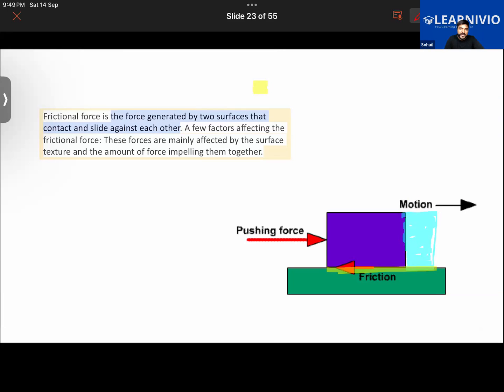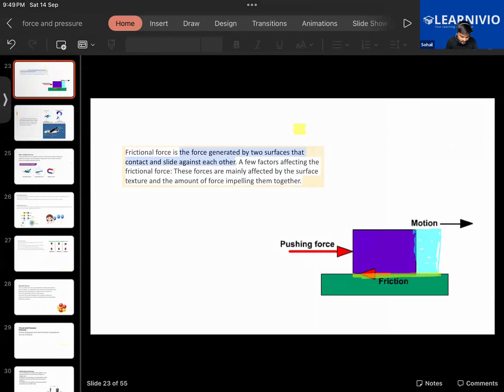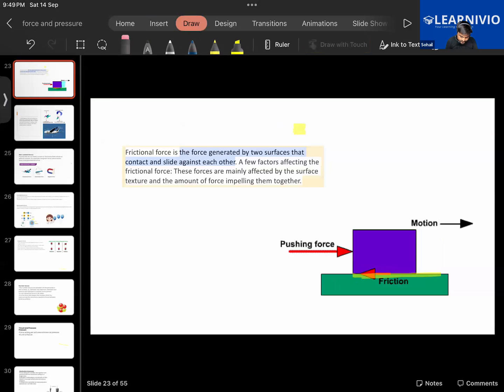Talking about another type of contact force, we had the case of frictional force. So frictional force always comes into action when two bodies will be in contact with each other, and one of the bodies will try to move over another. So that is the case of the frictional force.